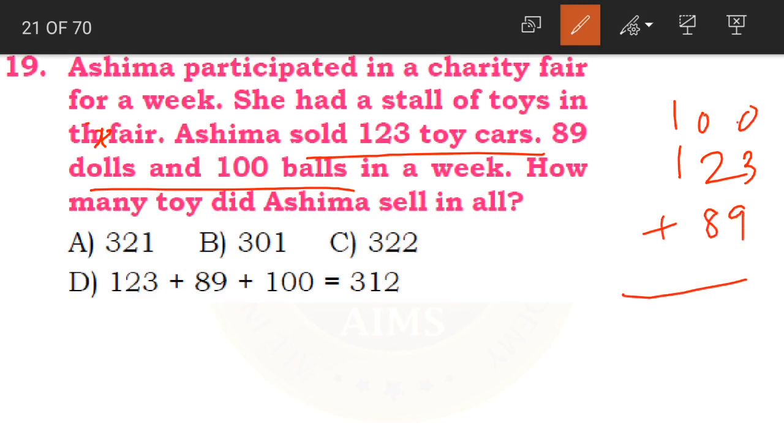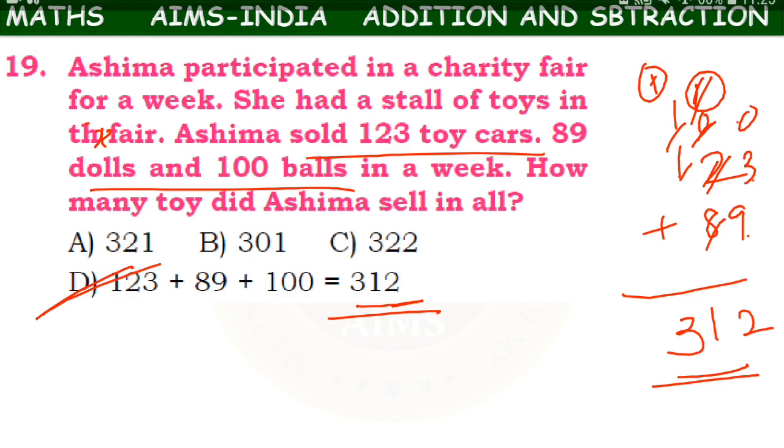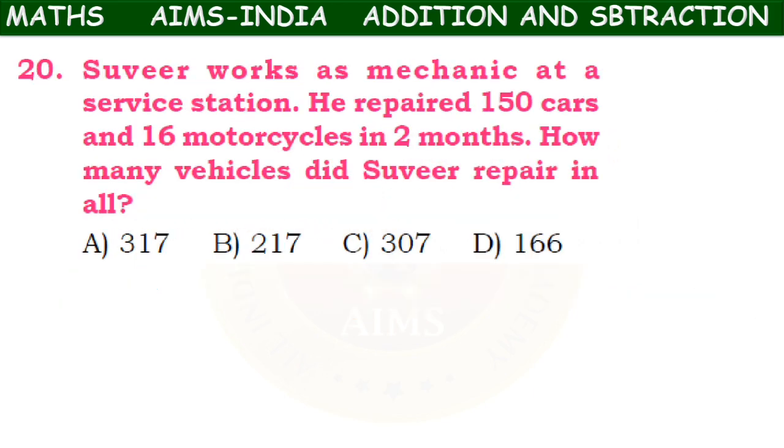So here, yes. So 0 plus 3, 3. 3 plus 9, 12. 2 here, 1 carried. 1 plus 0, 1. 1 plus 2, 3. 3 plus 8, 11. 1 here, 1 carried, and 1 becomes 3. What is the answer? 312. That is option number D. Clear, right, children? The total toys she sold will be equal to the total of all the toys. That is cars plus dolls plus balls.